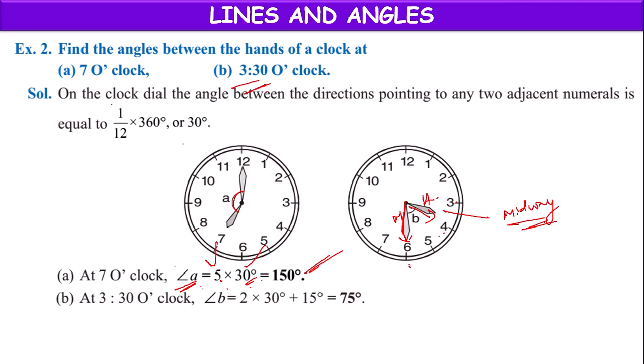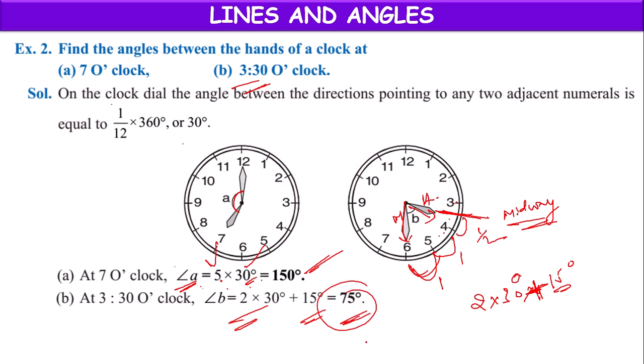From 5 to 6 is 1 part. From 3:30 to 4 is half a part. 4 to 5 is 1 part, and 5 to 6 is 1 part. That means 2 complete parts, 2 into 30, plus 1 half part. Half of 30 is 15 degrees. So 60 plus 15, 75 degrees is the answer.